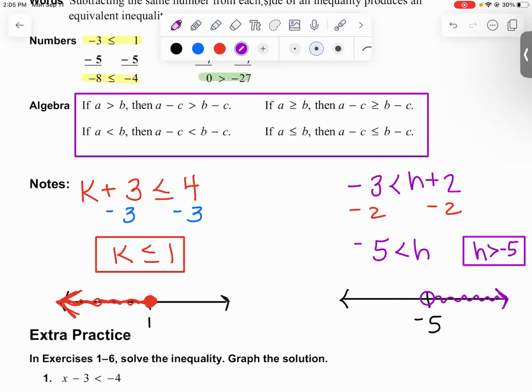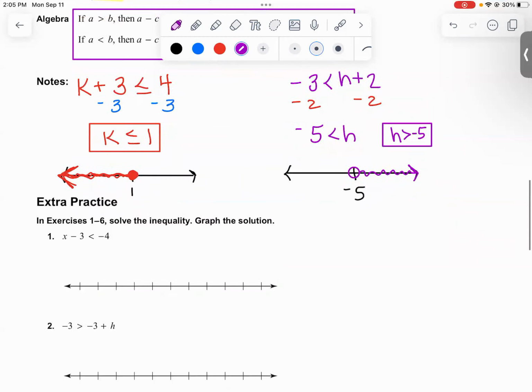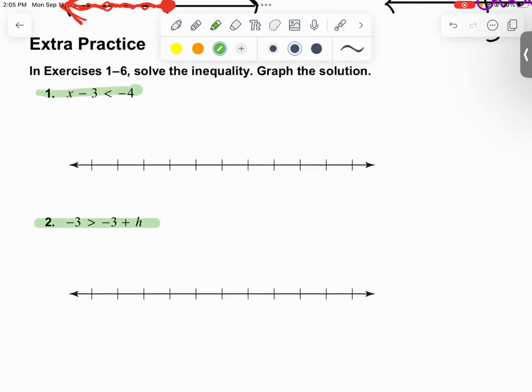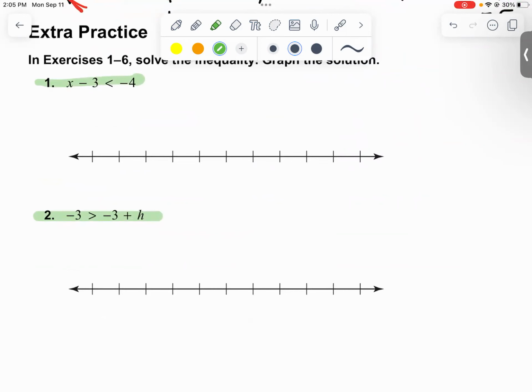Okay, this is what I'm going to have you do. I am going to have you do number 1 and 2, and then stop. For now. No, just fill in the one number you need.